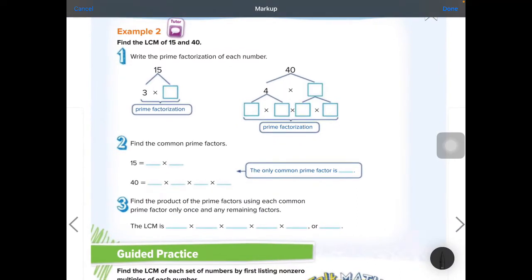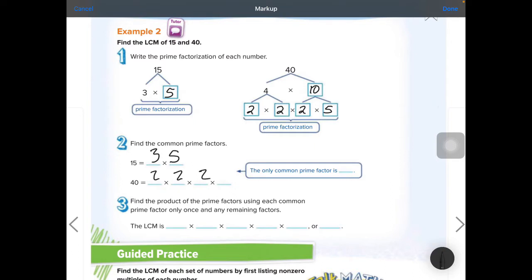Find the LCM, or the least common multiple, of 15 and 40. Okay, so find the common prime factors. This is another strategy, prime factorization, where we do a factor tree. So 5 times 3 is 15. And then we're going to list them from littlest to biggest: 3 times 5. And then on 40, we have 4 times 10. Then we can break both of those up into primes. 4 can be broken up into 2 times 2, and 10 can be broken up into 2 times 5.